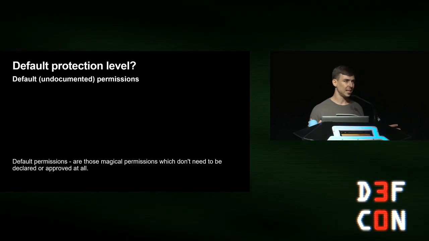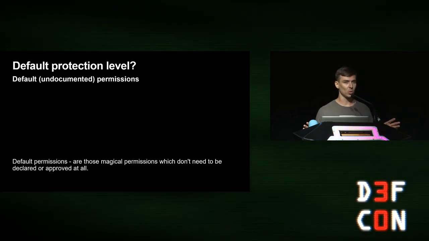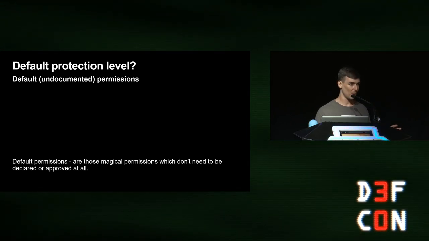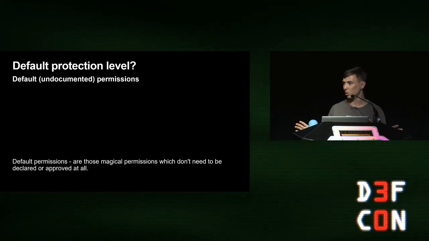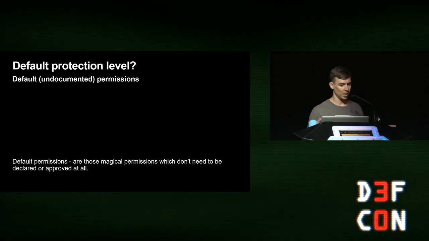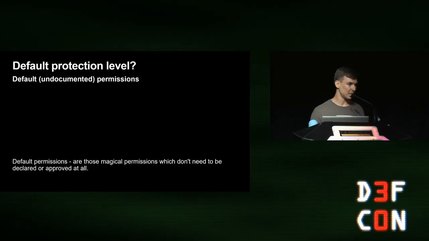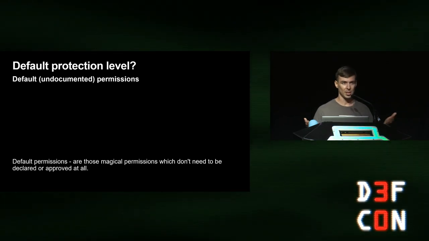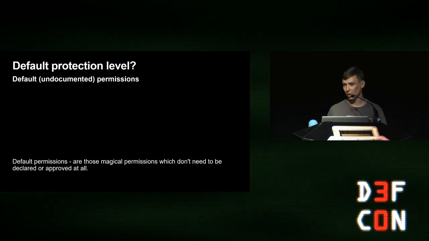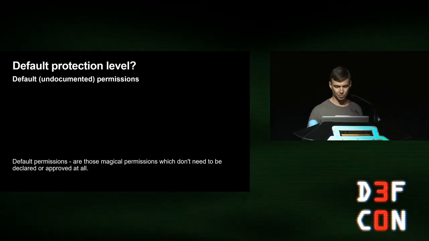But the idea is that default permissions is basically all these magical permissions which you don't need to declare anywhere. You don't need to get approval from the user. They're just there. You just need to know how to use them. And today I'm going to show you how to use such default permissions to bypass and get the access for resources and abilities that are protected by real permissions.